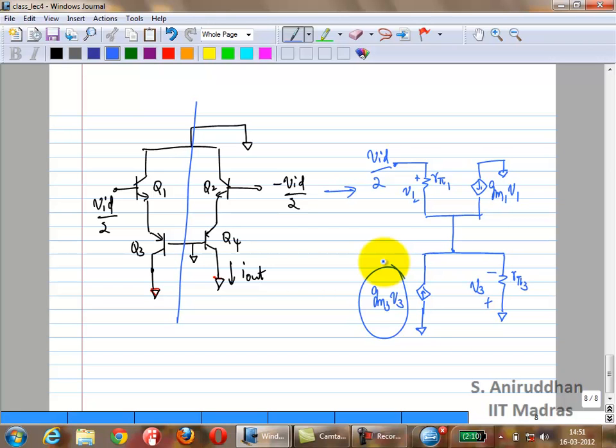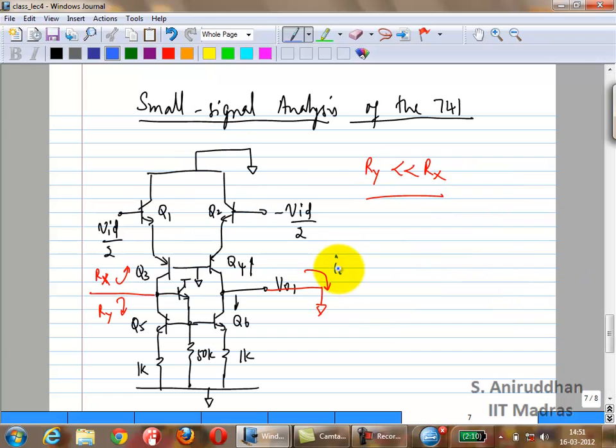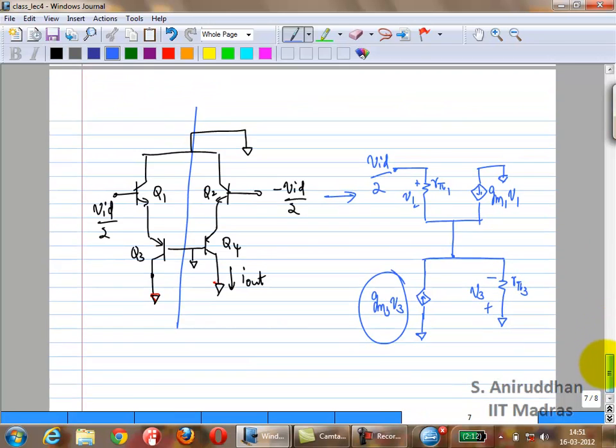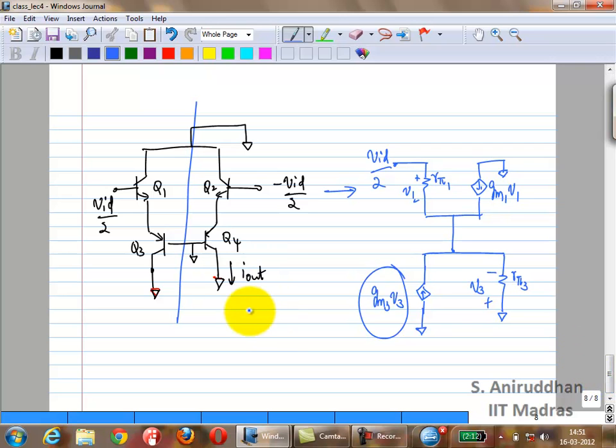Oh, by the way, there is one small detail I forgot to point out. Of course, what we are really interested in is this I out, and that is not exactly the same as just the I out on one side because of this current mirror. We'll come back to that. But why don't you calculate this I out first?